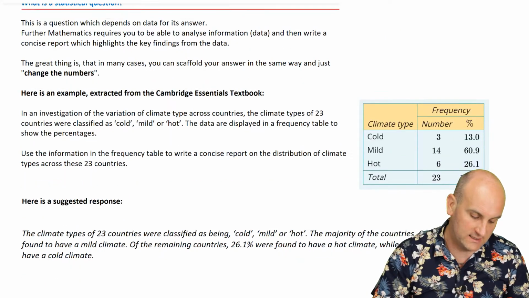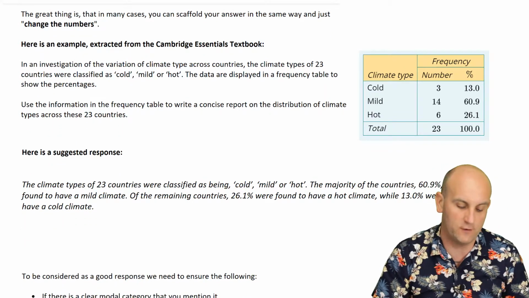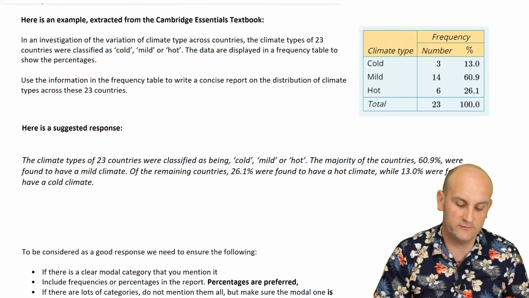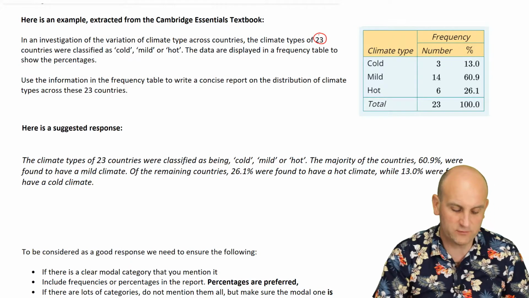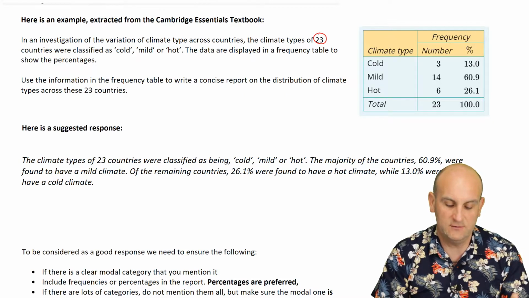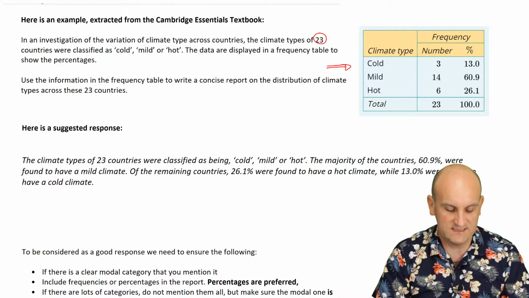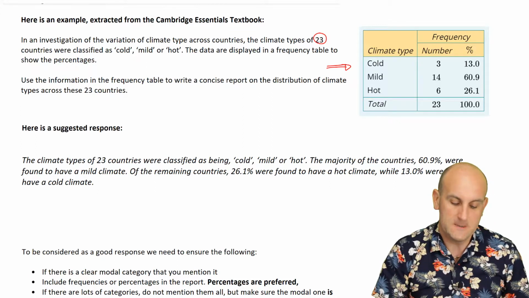So obviously, here is that question we used a moment ago. In an investigation of the variation of climate types across countries, the climate types of 23 countries were classified as cold, medium or hot. The data are displayed in a frequency table to show the percentages. There we go, that's that frequency table.